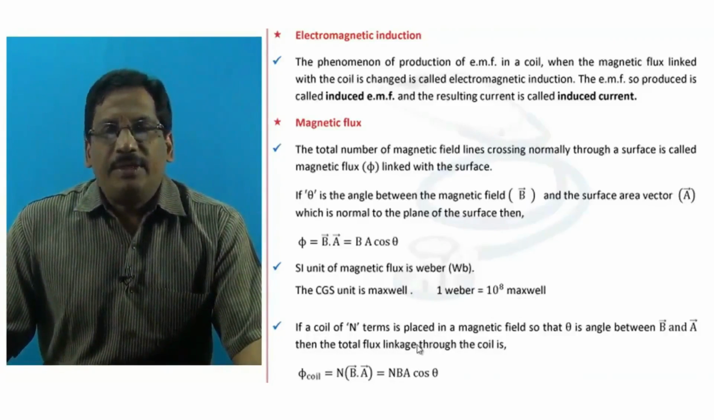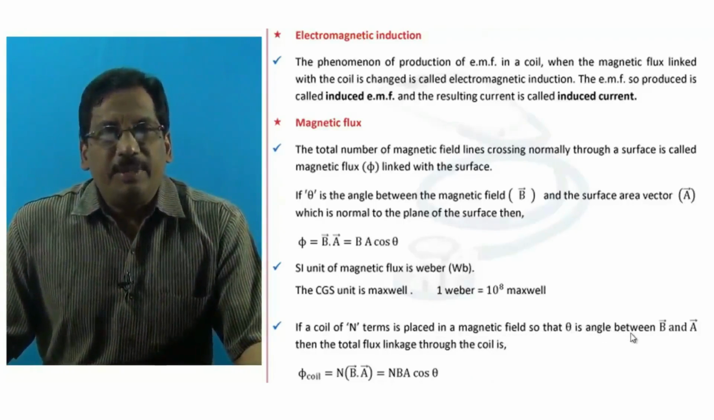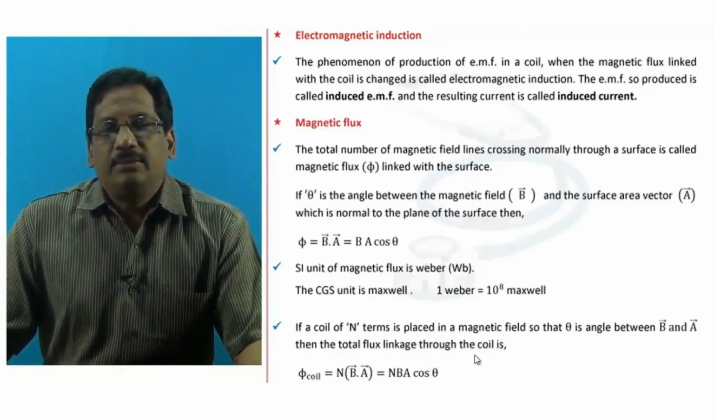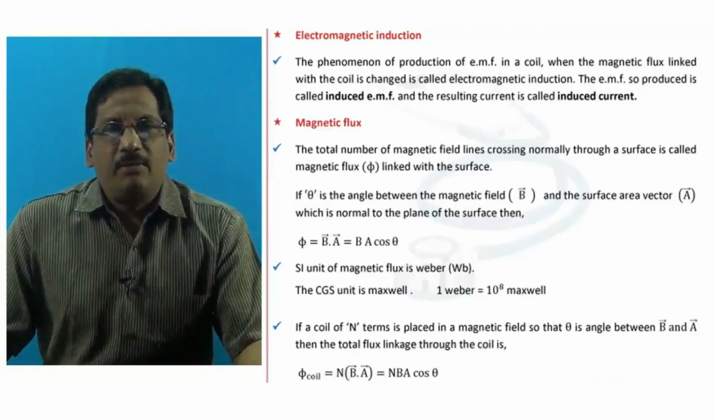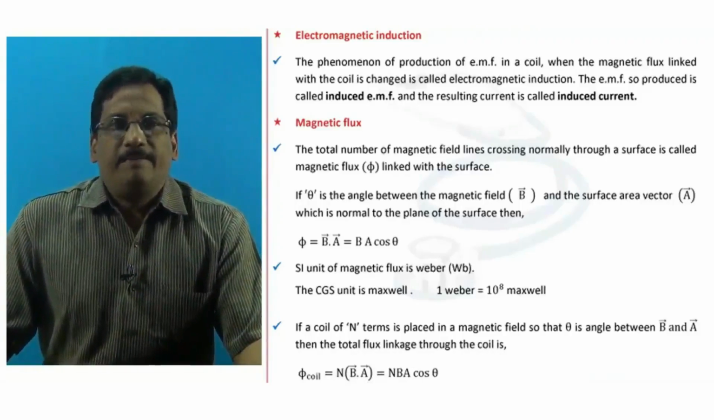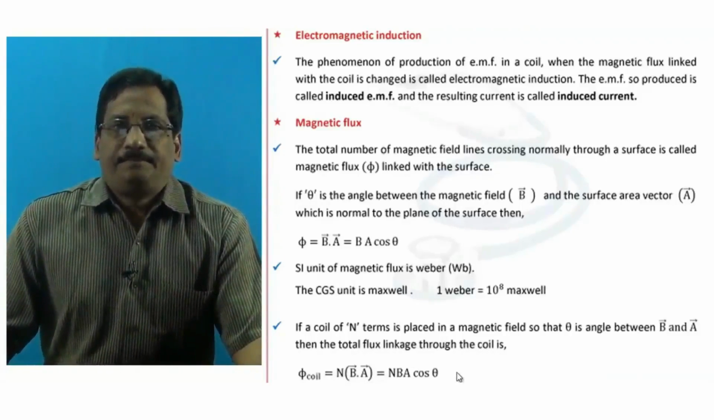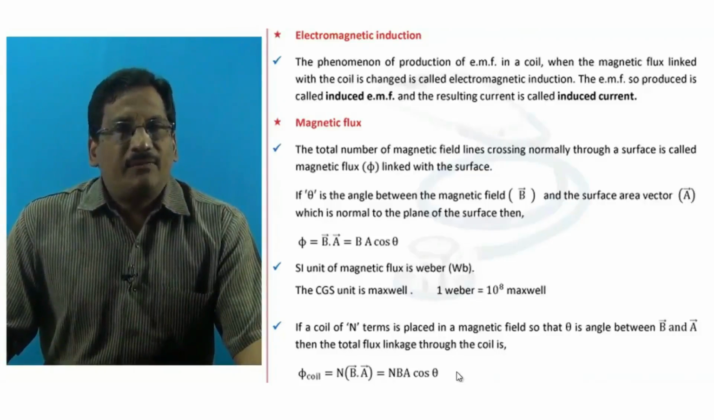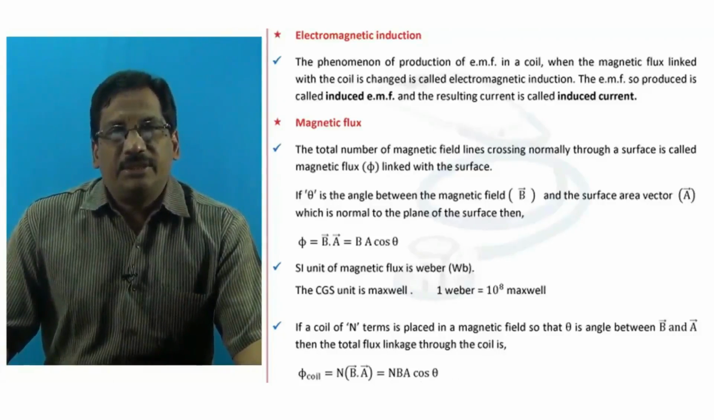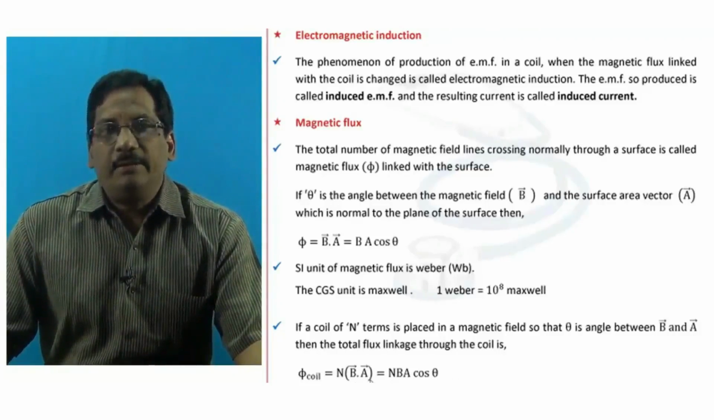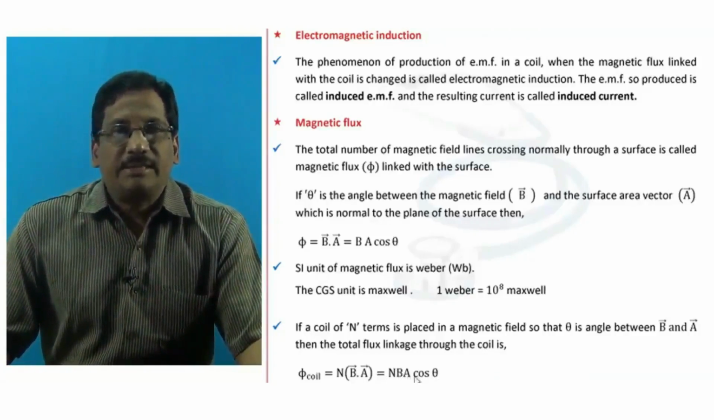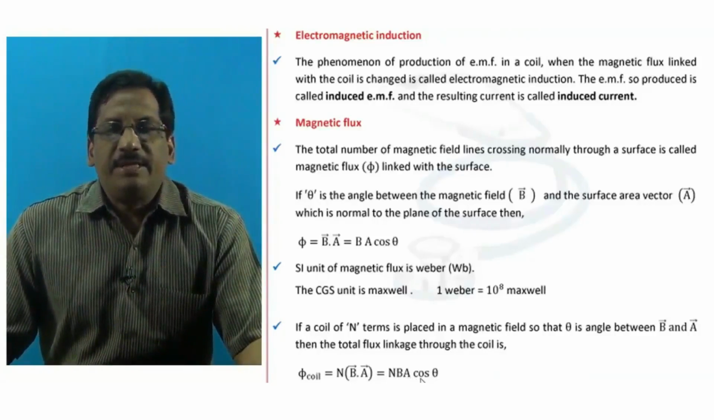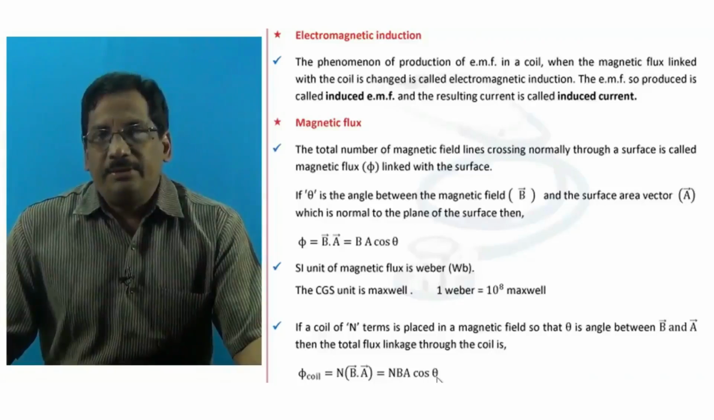If a coil of N turns is placed in a magnetic field so that theta is the angle between B bar and A bar, then the total flux through the coil, or the total flux linked with the coil, is such that phi coil equals N into B bar dot A bar, that is NBA cos theta. So the magnetic flux linked with a coil is phi coil equals N into B bar dot A bar, that is NBA cos theta, where N stands for the number of turns of the coil, B is the field induction, A is the area of the coil, and theta is the angle between B bar and A bar.